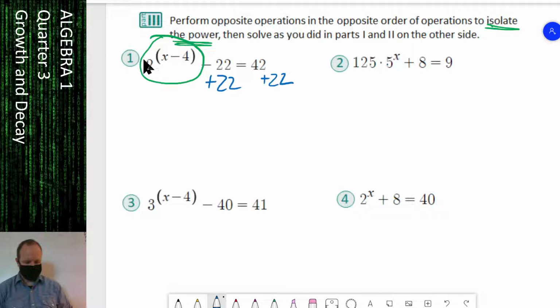And now let's go ahead and rewrite our power. 2 to the x minus 4 power. That minus 22 is gone, so the equal sign is right behind it. And now what is it equal to?